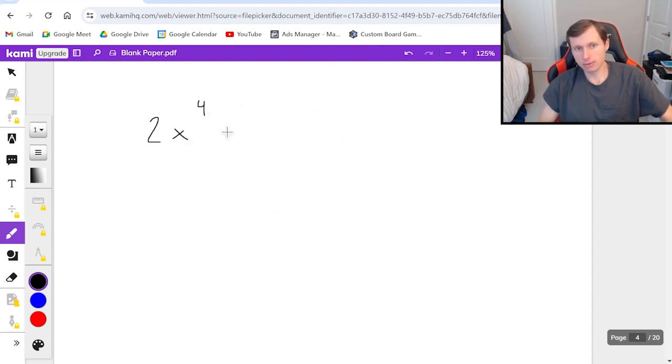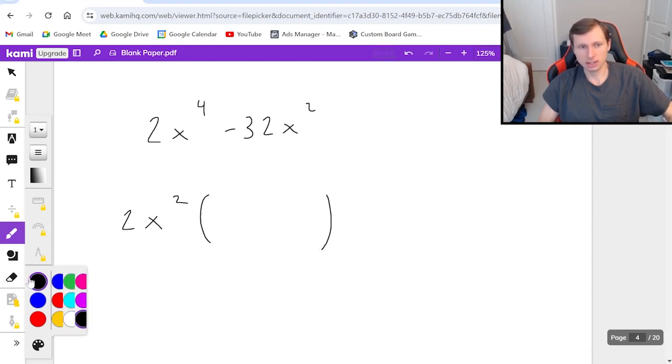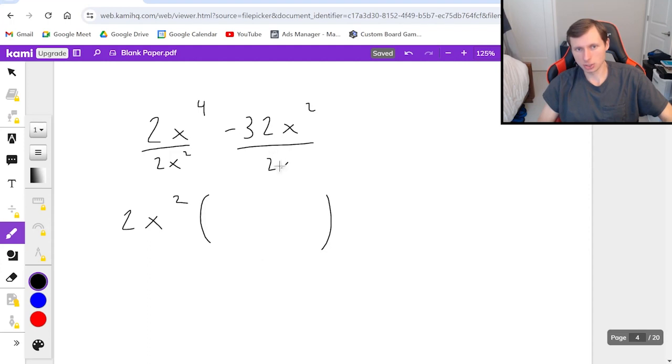2x to the 4th minus 32x squared. So for this one, what's the biggest thing they have in common? It's going to be 2x squared times the quantity. Well, if I divide both these things by 2x squared. For the first one, the 2's cancel, and the x squareds cancel, leaving me with just an x squared in the numerator. So that's x squared.